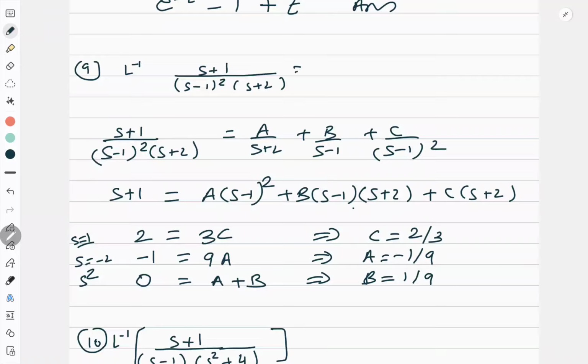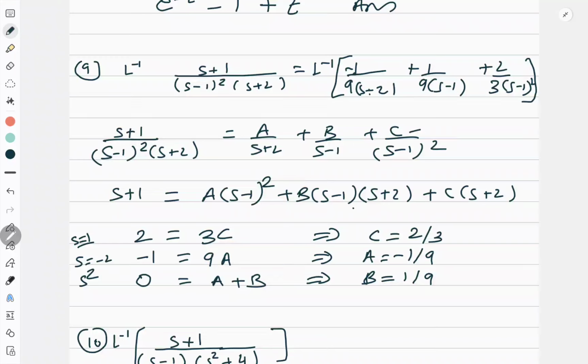I will substitute here. Laplace inverse of a. What is a? Minus 1 by 9. So minus 1 by 9 (s plus 2). Correct? Then what is b? b is 1 by 9. So plus 1 by 9 (s minus 1). What is c? c is 2 by 3. So plus 2 by 3 (s minus 1) square.